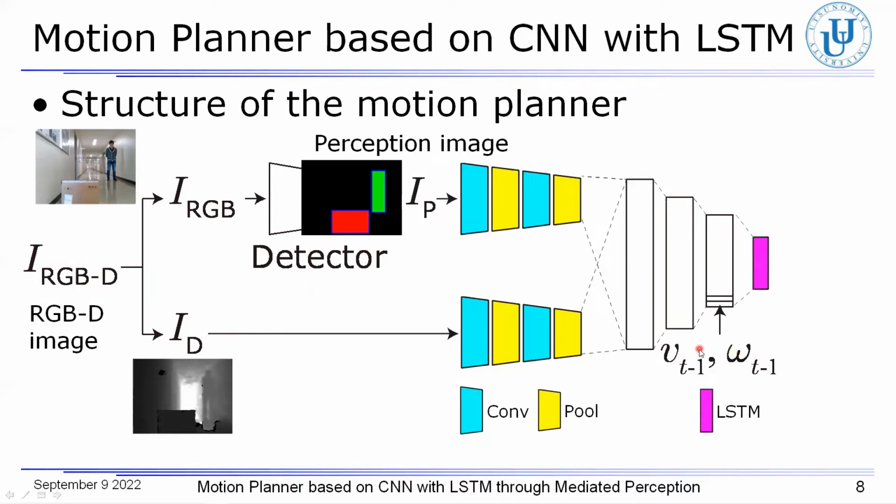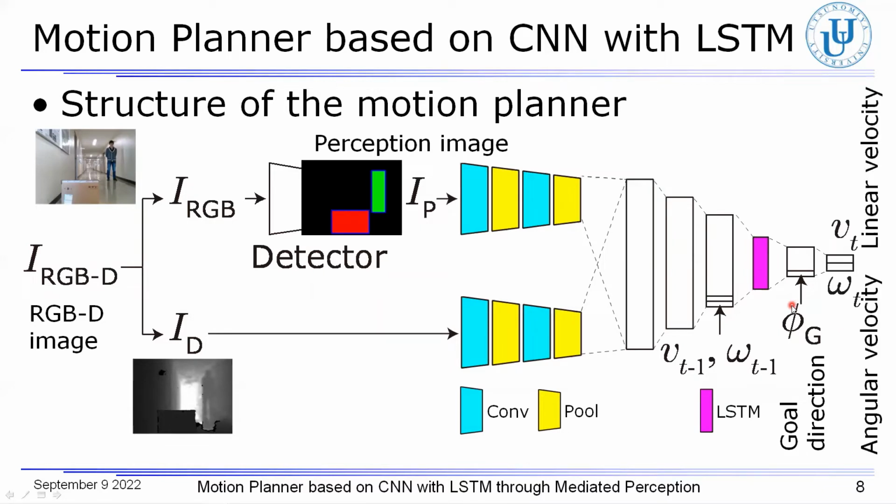Moreover, an LSTM block is applied and the goal direction is further fed as the input here and here. Finally, the velocity and angular velocity, Vt and omega t, are determined as the motion output.